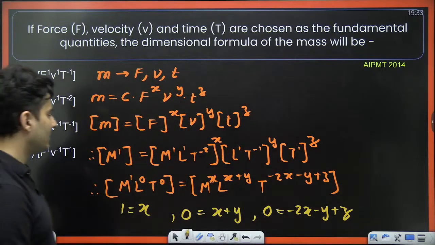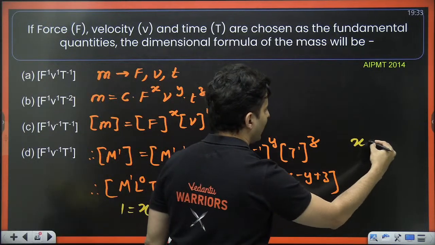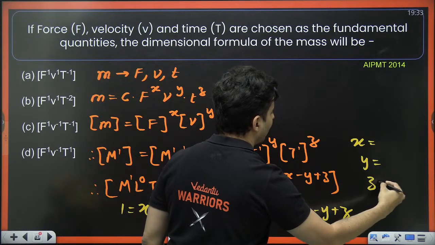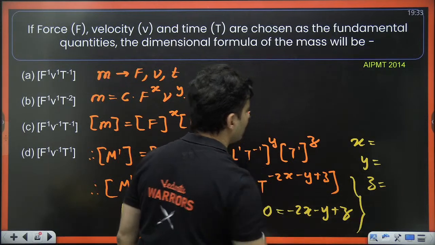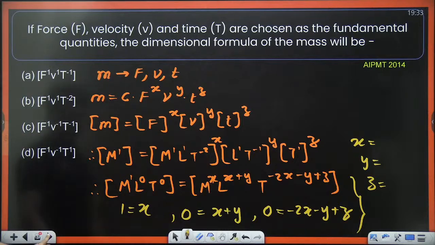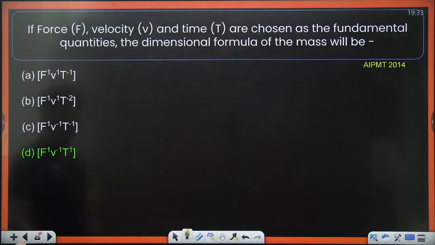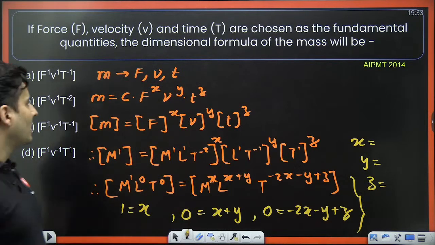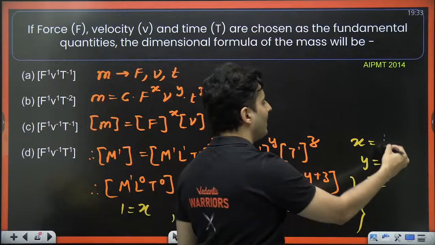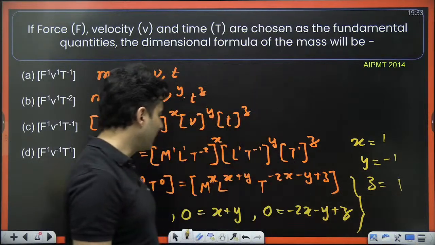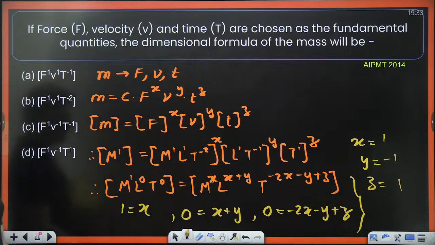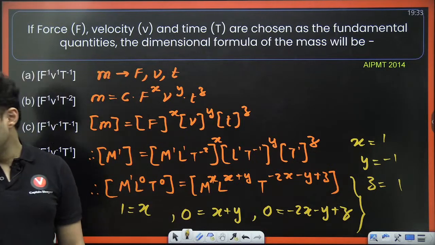So solving this, you will get the value of x, y and z. Just check it out if it is 1, -1 and 1. That's what you should get the value as. Yes, you can see that it is going to come out as that only.